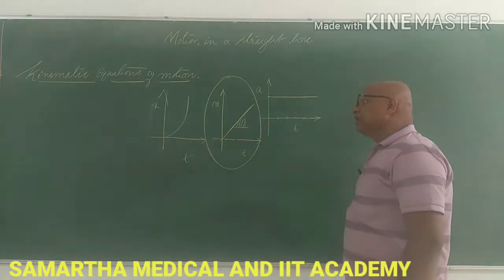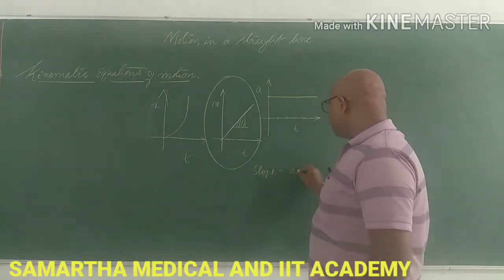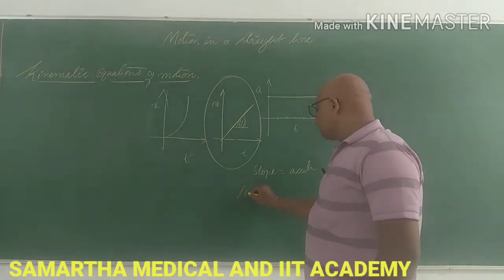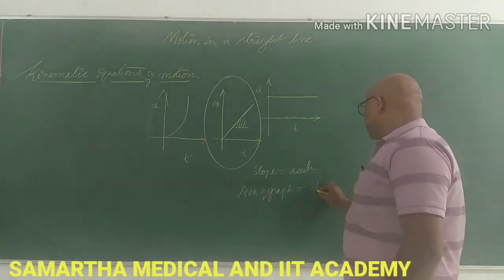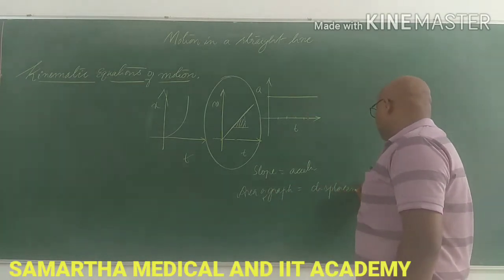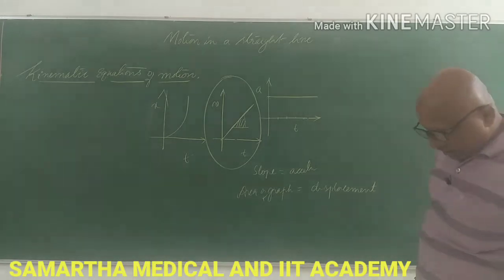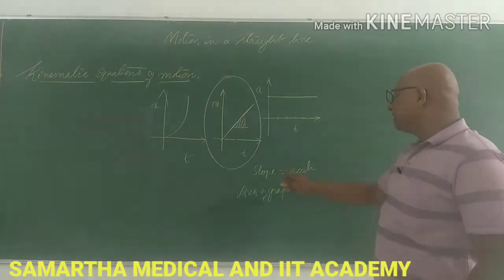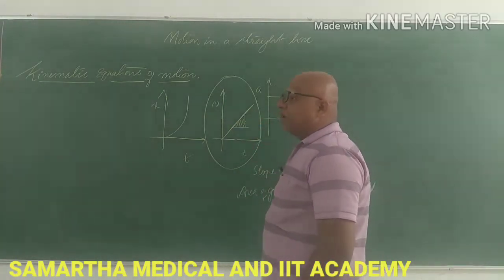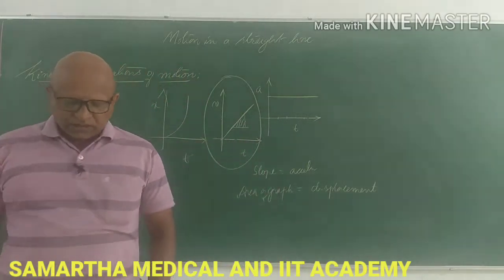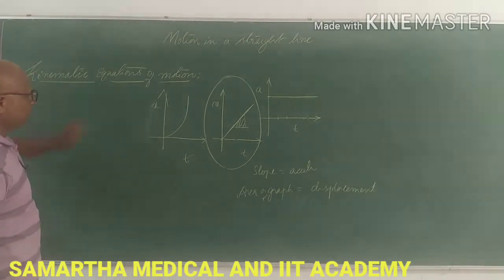The most important graph here is the velocity time graph, in which the slope gives acceleration and the area under the graph gives displacement. These two are the very important things we must know from the velocity time graph. Area represents displacement and slope represents acceleration in the VT graph. Using this VT graph, we will derive the kinematic equations of motion.